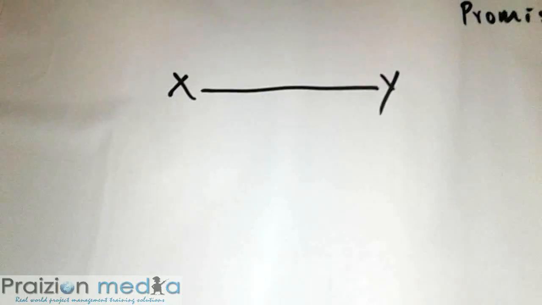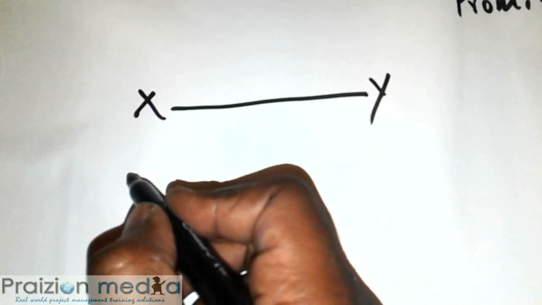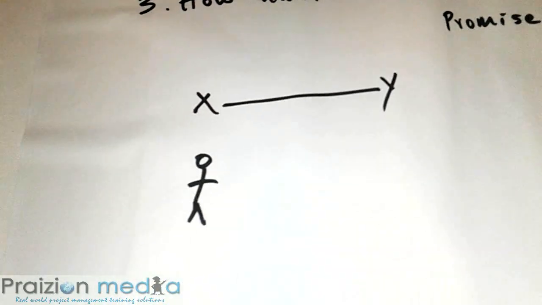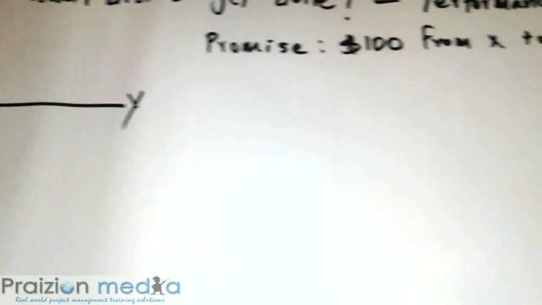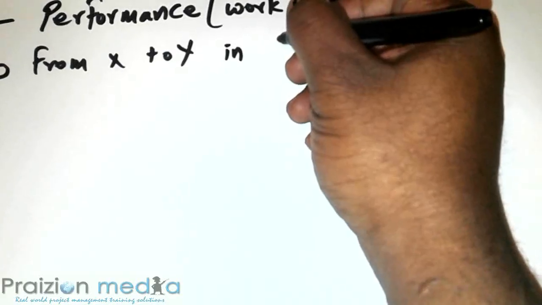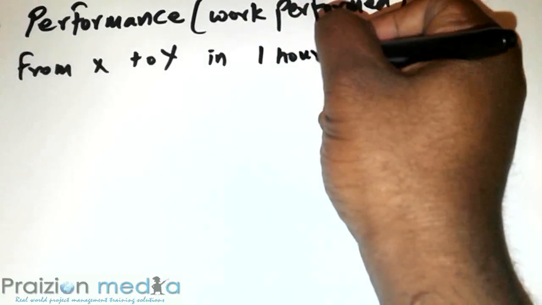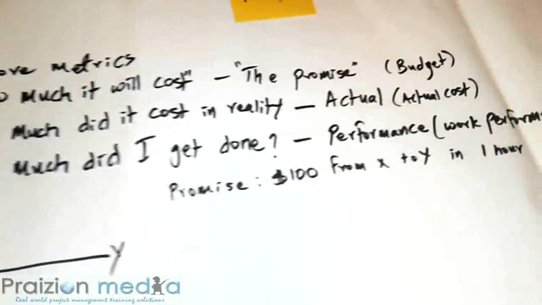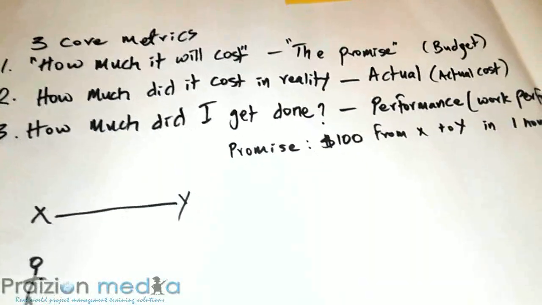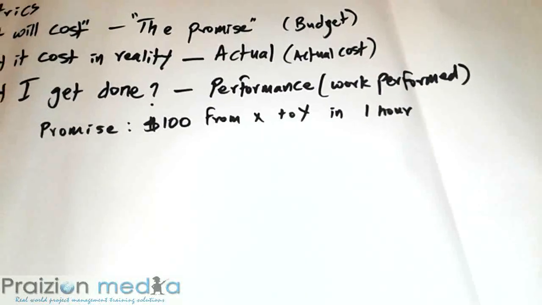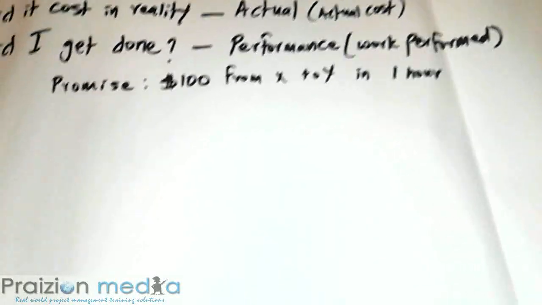Okay? So Phil starts his journey, but here's one other piece of the promise. Phil says, I promise I'll go from point X to point Y in 1 hour. Whenever we make this promise, it's usually within a time period. So your promise is within a time period. I promise it will cost me $100 to go from X to Y in 1 hour.